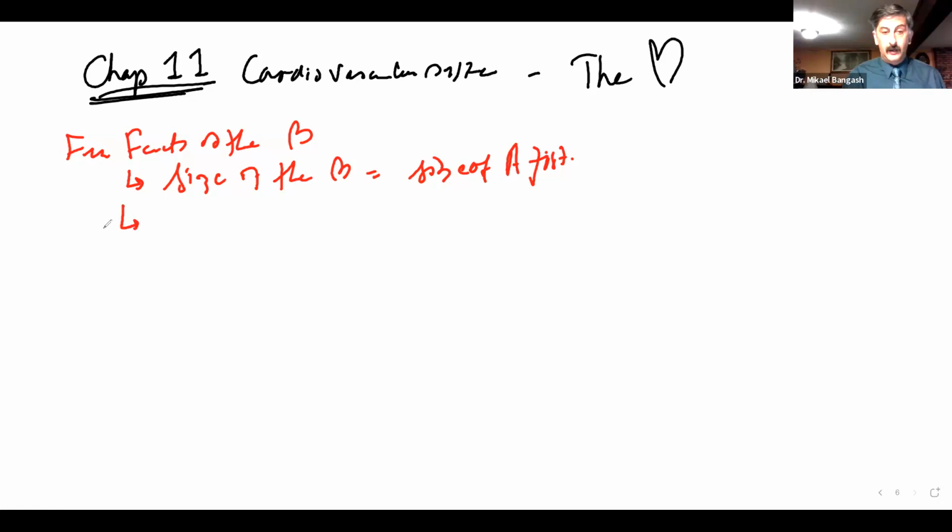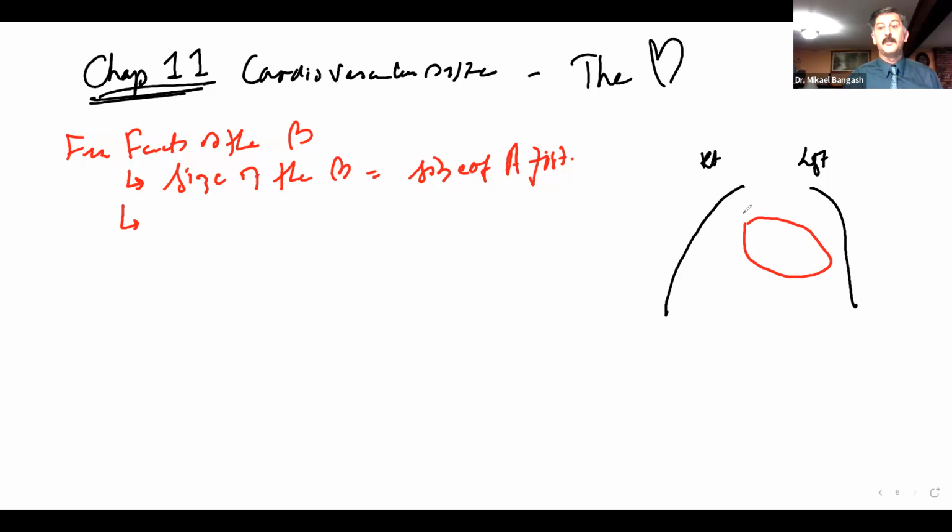Now, guys, anatomically, let's first look at the chest. Let's do it this way. Say that this is the chest. This is the right side. This is the left side. Now, this is how the heart will be located. What divides the right and left side is the mid-sagittal line.